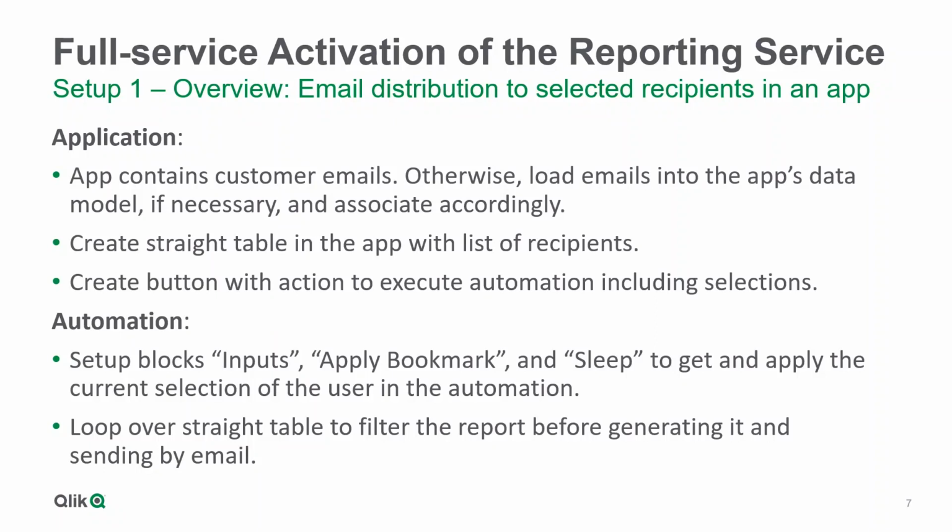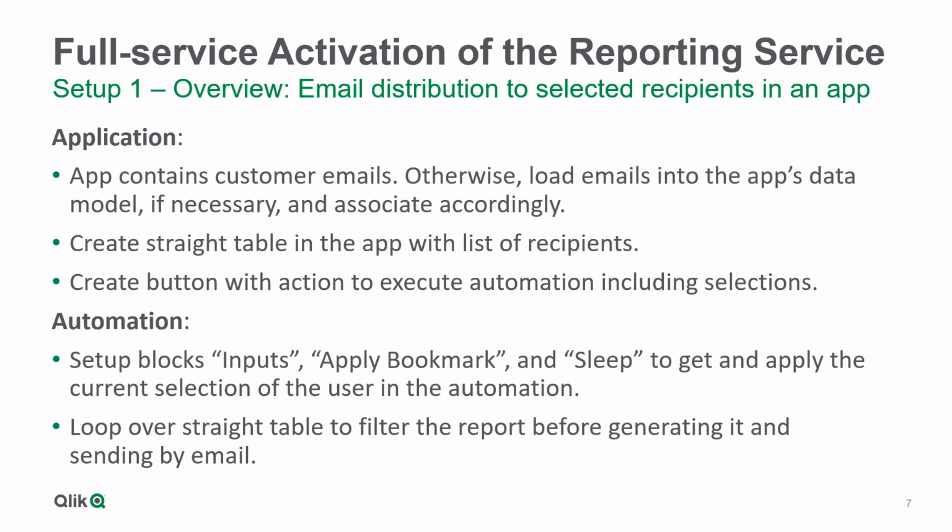In this first setup, we have distributed the same report layout but with customer-specific data to the selected recipients in an application. Remember, the application contains the customer emails and data model. Otherwise, you have to load the emails into the app's data model if necessary and associate accordingly. You have to create a straight table in the app with a list of recipients so we can read it from the automation. And you need to create a button with an action to execute the automation inside of the application and check the include selections option.